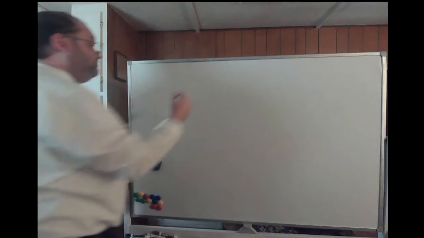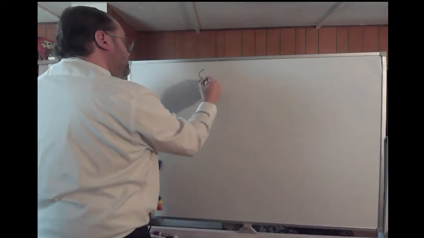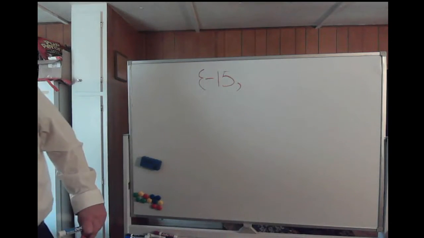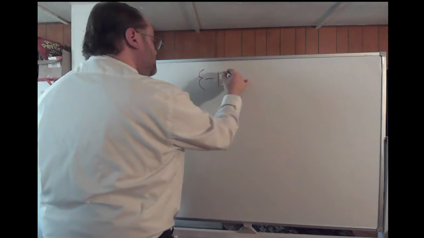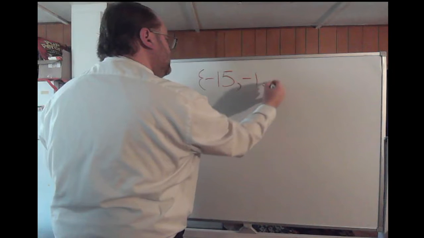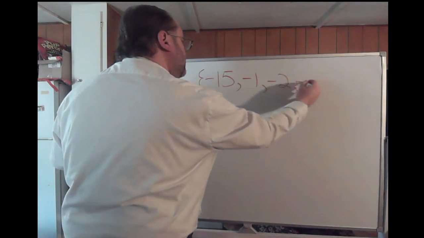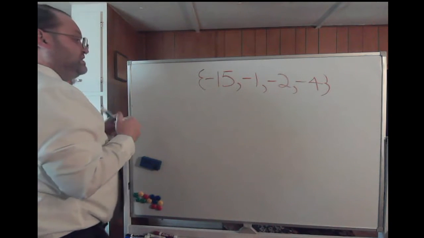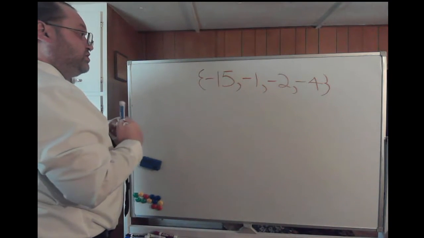Here's a good one. We got negative 15, negative 1, negative 2, and negative 4. So write these integers from smallest to greatest.